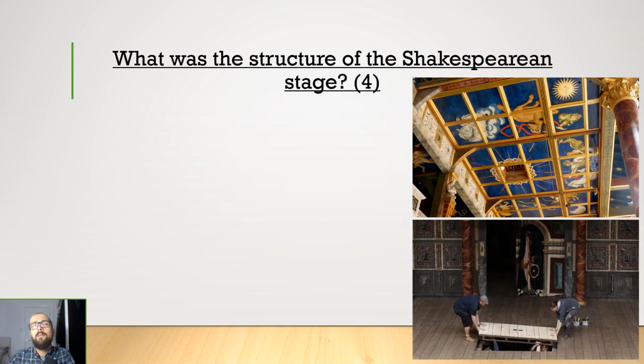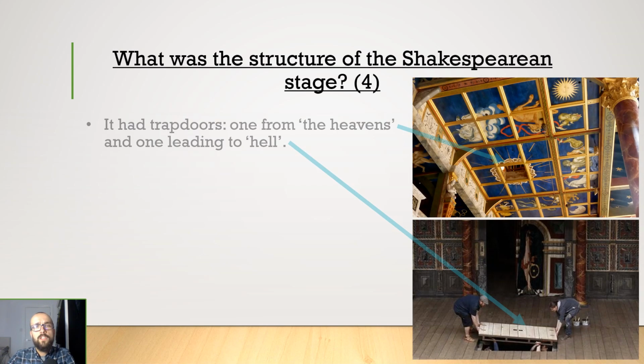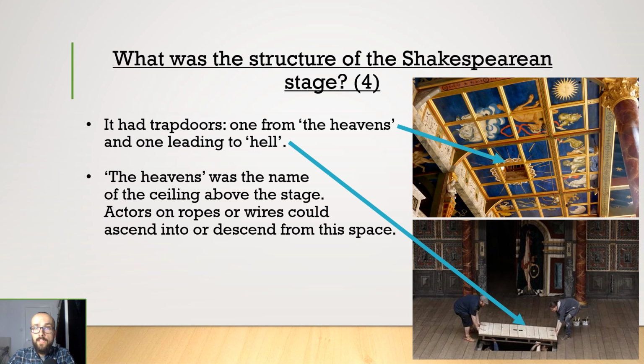Next up, let's think about trapdoors, because the Shakespearean stage had two. At the Globe, they had a trapdoor coming from a part of the stage named the Heavens, and one that led to a part of the stage called Hell. So, the Heavens was the name of the ceiling above the stage.